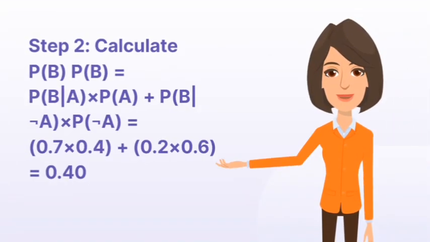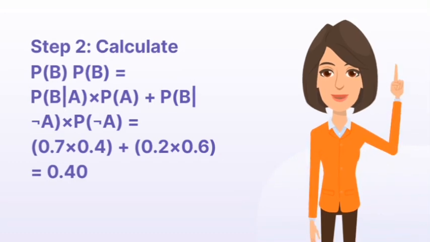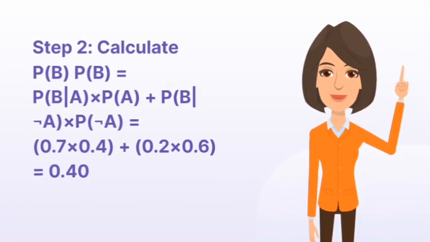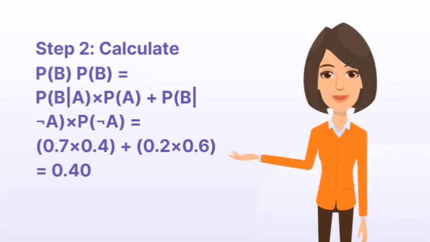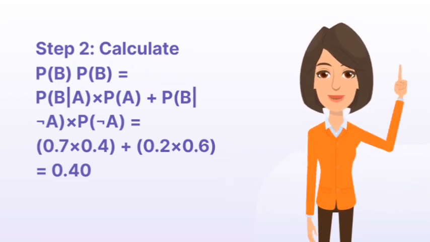Step 2. Calculate P of B. P of B equals P of B given A times P of A plus P of B given not A times P of not A. That is 0.7 times 0.4 plus 0.2 times 0.6 equals 0.40.